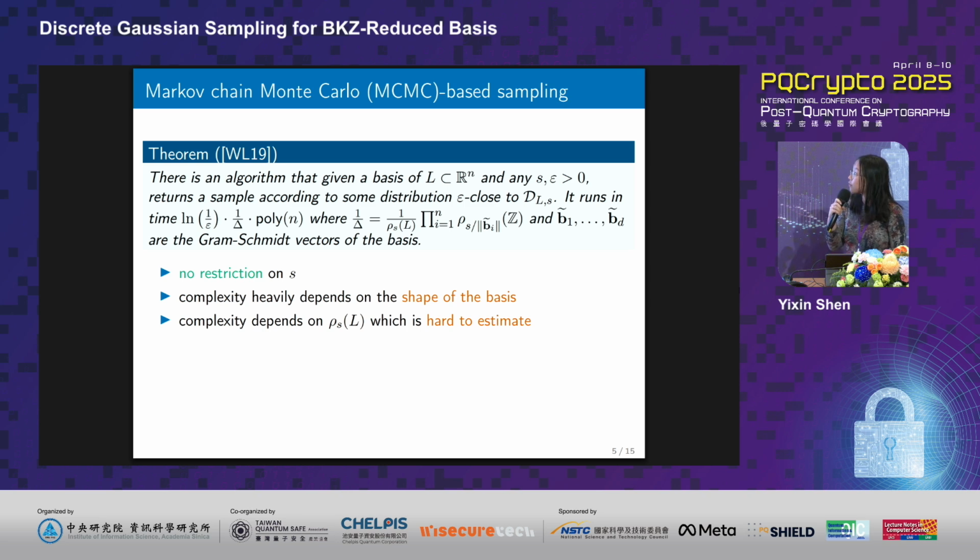And the time complexity for this sampler is related to the spectral gap of the Markov chain, so 1 over delta here, which is this expression here. So you can see again that there's no restriction on the parameter S in this sampler. However, the complexity depends heavily on the shape of the basis. And it's also hard to estimate because already the factor 1 over rho S of L is the Gaussian mass of the lattice, and it's usually difficult to know what it is.